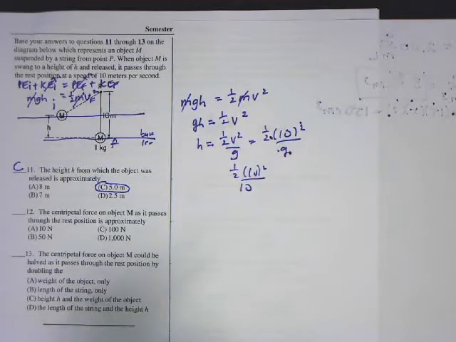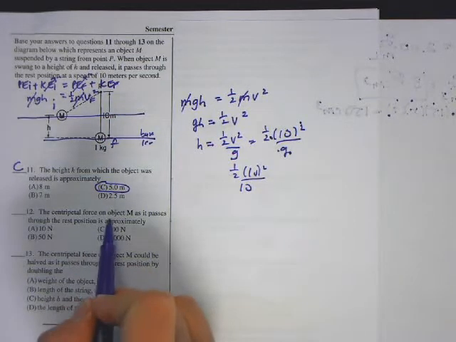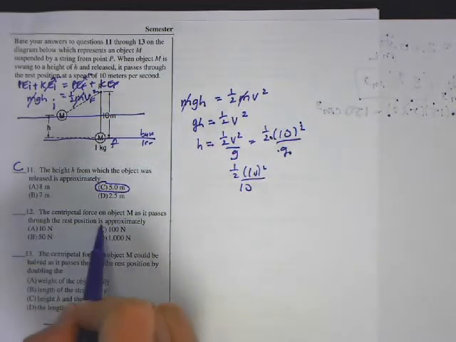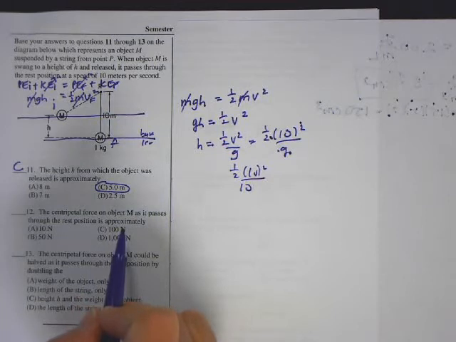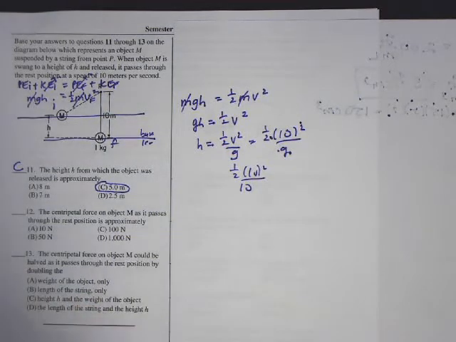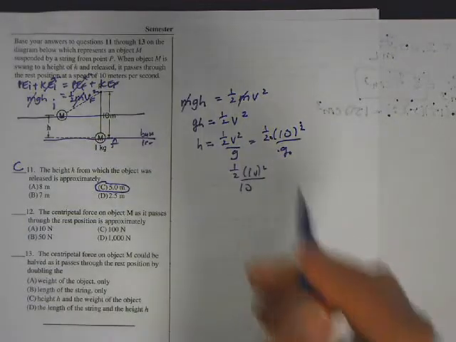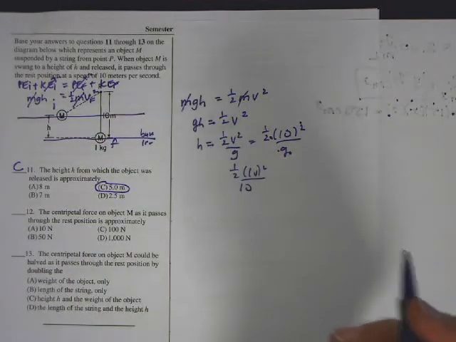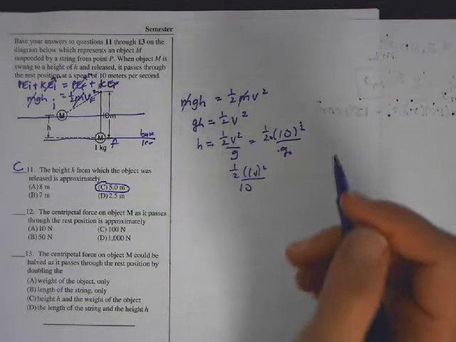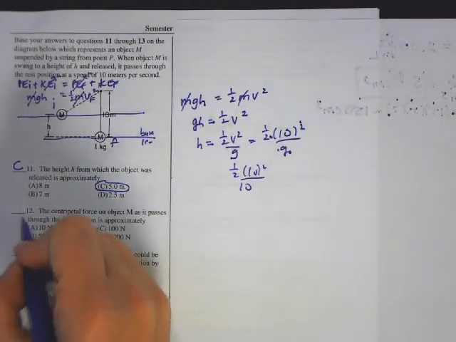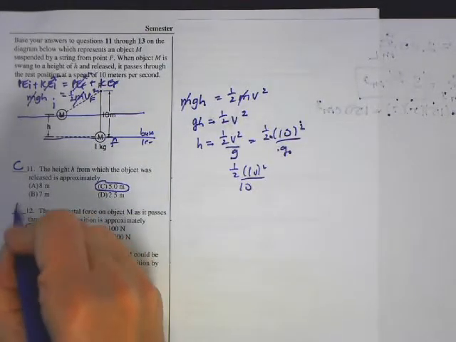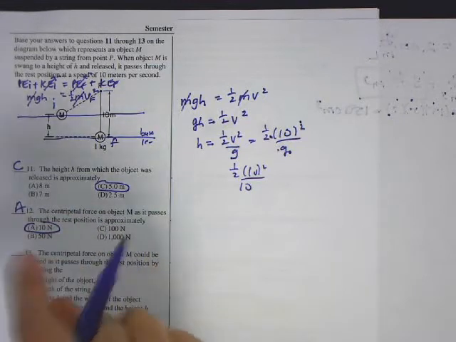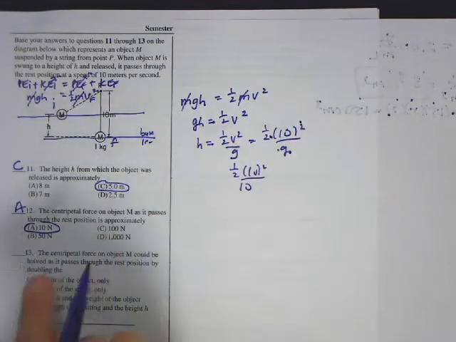Number 12, the centripetal force on object M as it passes through the rest position is, so the centripetal force is equal to, and we know that the centripetal force would then be equal to 10 newtons, and then it says the centripetal force on the object could be half.